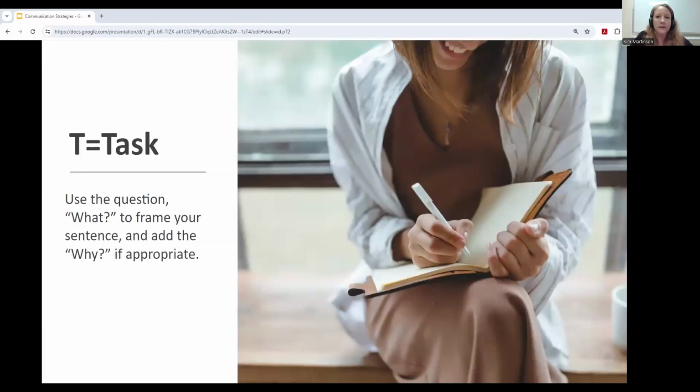Okay. Next is T for task. Next, briefly state what your task was. Again, this should be no longer than one sentence. Use the question what to frame the sentence and add why if it's appropriate. So an example is, I was asked to present last year's sales figures to the group.